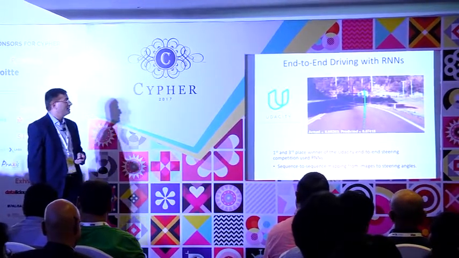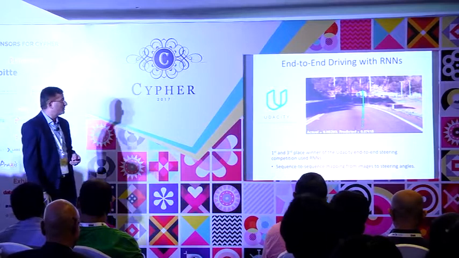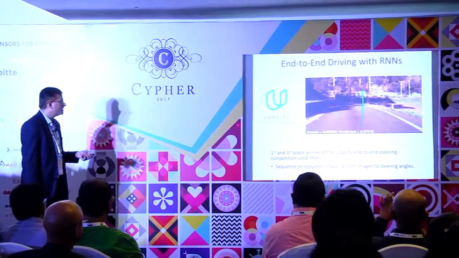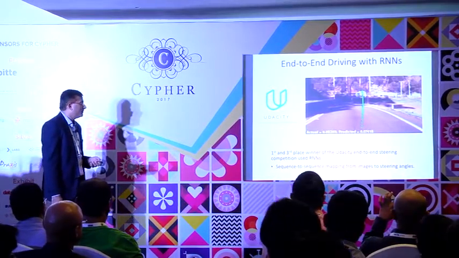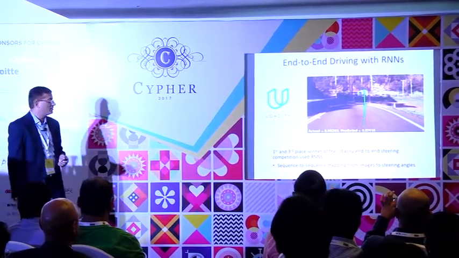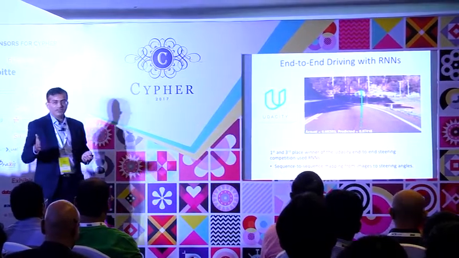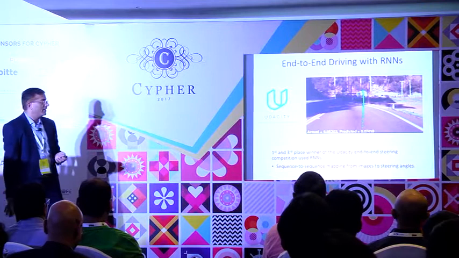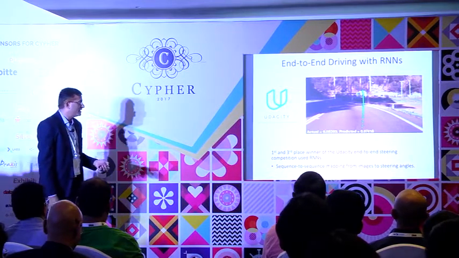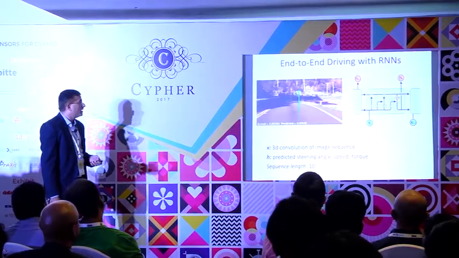So here is another very interesting example in the area of self-driving cars. This was a competition arranged by Udacity, and the first and third place winners ended up using just RNNs to solve this problem. Here you are given a sequence of video frames of how a car is navigating through a curved road, and what you need to figure out are steering angles using sequence to sequence mapping, right?